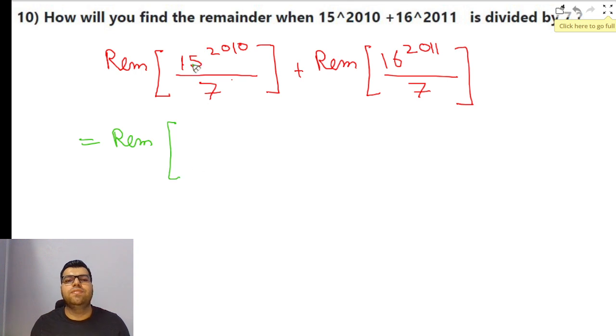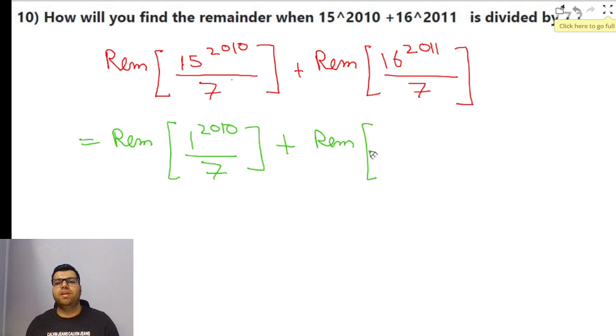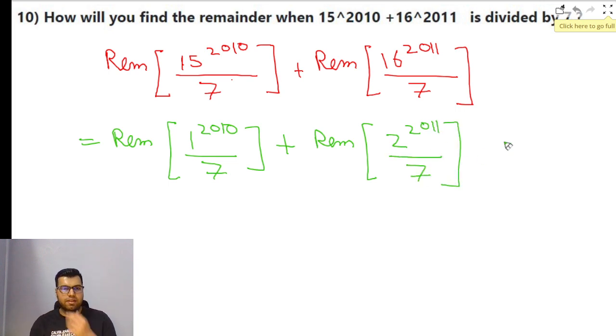Up next, we will just replace 15 with 1, because 15 gives a remainder of 1 with 7. So 1 raised to power 2010 divided by 7. Plus over here, we have 16, which gives a remainder of 2 with 7, so I will replace it by 2. 2 raised to power 2011 by 7. This is fine. The left hand side is equal to the remainder of 1 with 7, so this is equal to 1.